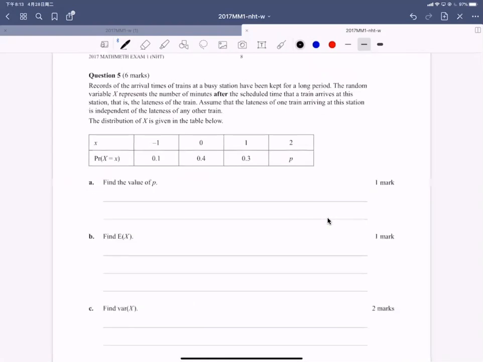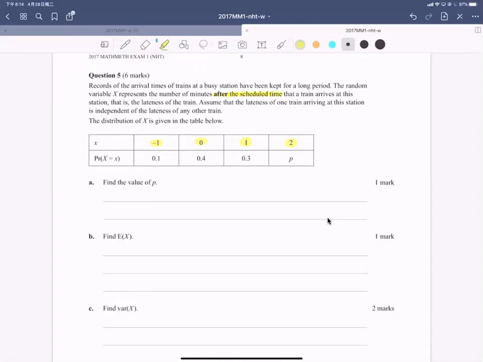Question 5. Records of the arrival times of train at a busy station have been kept for a long period. The random variable x represents the number of minutes after the scheduled time. So if it's a -1, that means 1 minute before the scheduled time. Exactly on time. 1 minute delayed. 2 minutes delayed. Okay? That's how I would interpret this question.